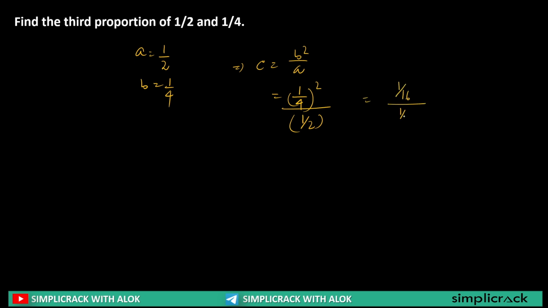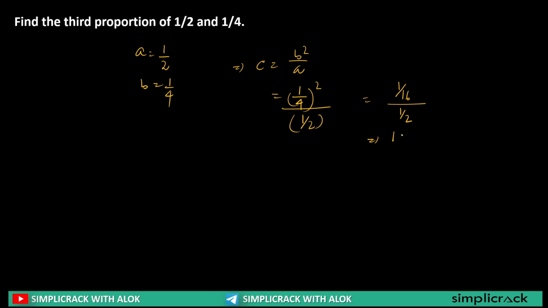Now, sir, find the third proportion of 1 by 2 and 1 by 4. So A is equal to 1 by 2. B is equal to 1 by 4. As you know, third proportion C is equal to B square by A. So it will be 1 by 4 square divided by 1 by 2. So 1 by 4 square can be written as 1 by 16 divided by 1 by 2.